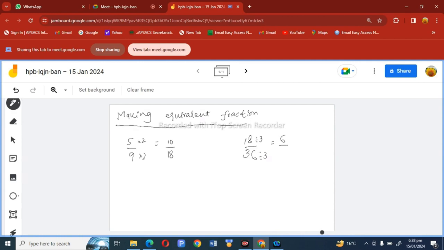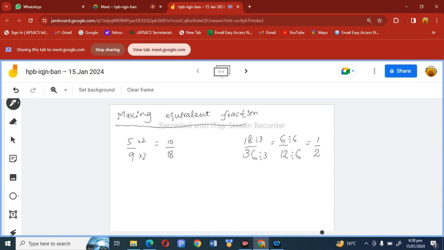Okay, 3 6s are 18, 3 1s are 3, 3 2s are 6, and you have to check if you can further simplify the answer. Here you can see that you can further simplify the answer by dividing it with 6. 6 1s are 6, 6 2s are 12. So you will get 1 by 2.